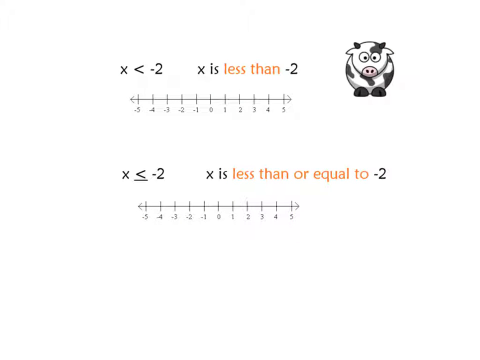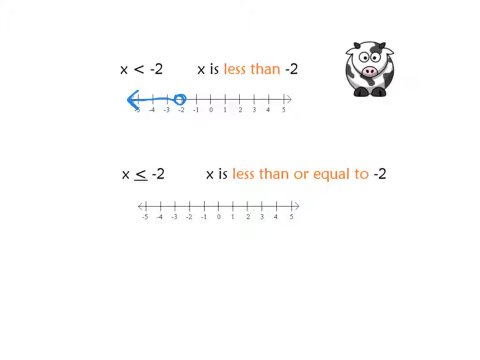Let's look at the less thans. With our less thans, we have x is less than -2. Because it doesn't have the equal sign, I need an open circle at -2. There's my open circle at -2, and I want numbers that are less than -2, which means I'm going to be shading to the left. So an open circle at -2 and shade to the left.